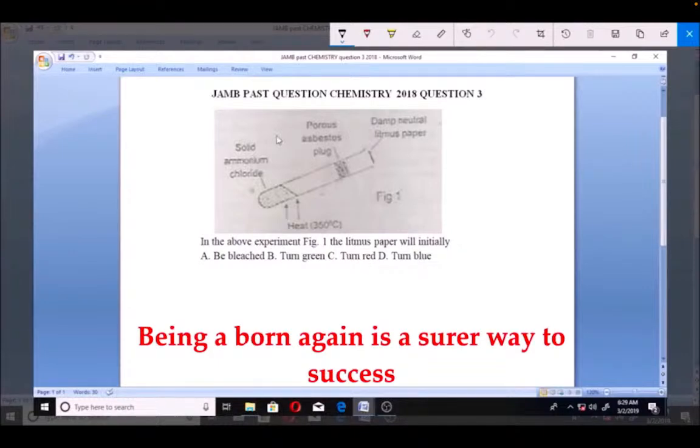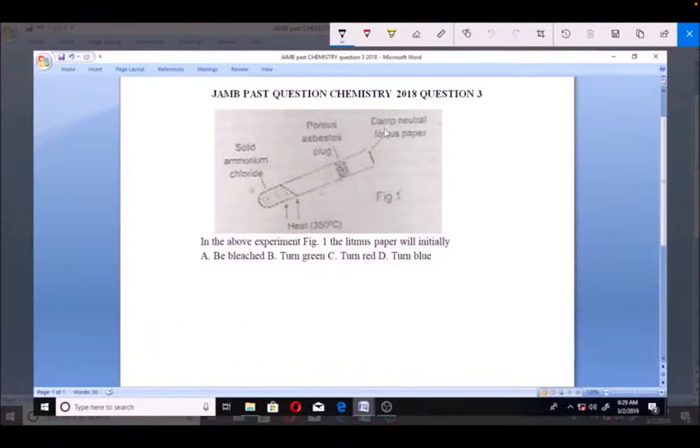So this is the actual experiment in this Fig 1. This is actually a damp neutral litmus paper. It's placed on top of this tube, and this is a porous asbestos plug. And right inside this tube, we will have solid ammonium chloride, and it is being heated to a temperature of 350 degrees Celsius. So when you heat this ammonium chloride to this very temperature, it will release ammonia gas.